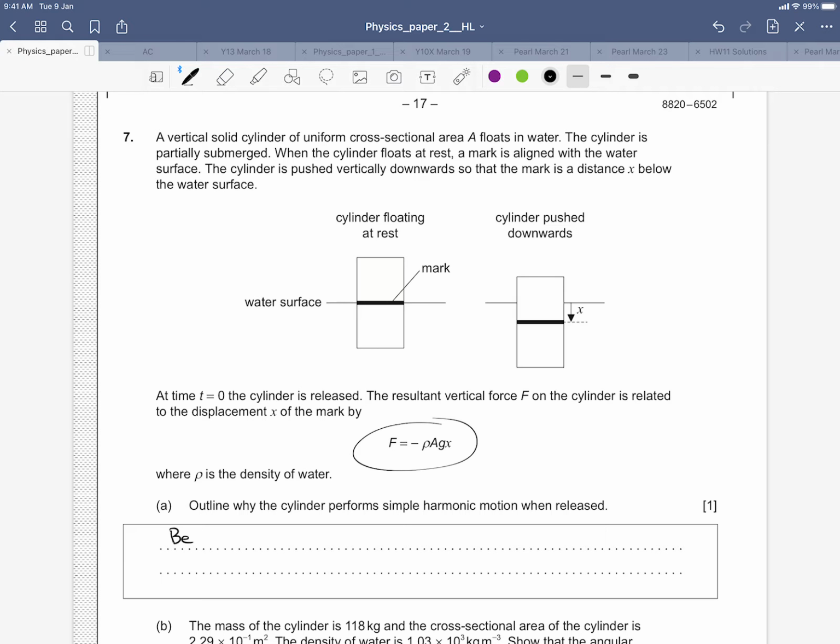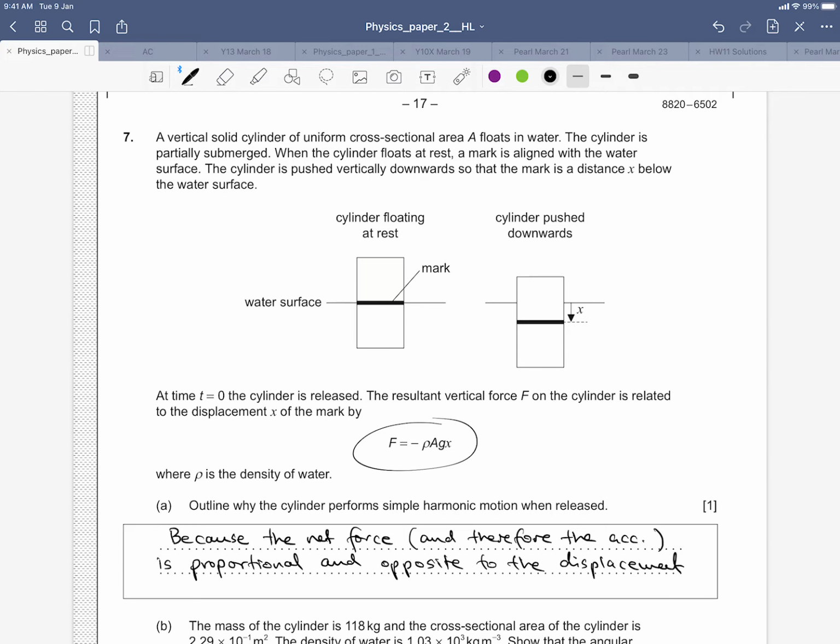So we can say because the net force, and therefore the acceleration, is proportional and opposite to the displacement.